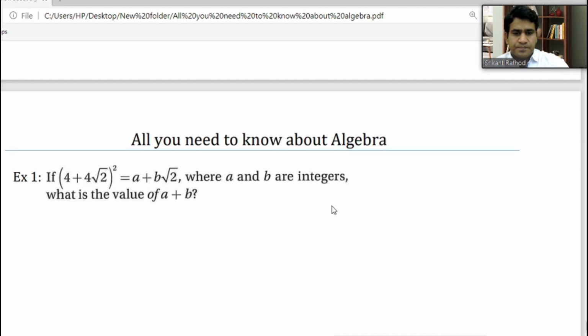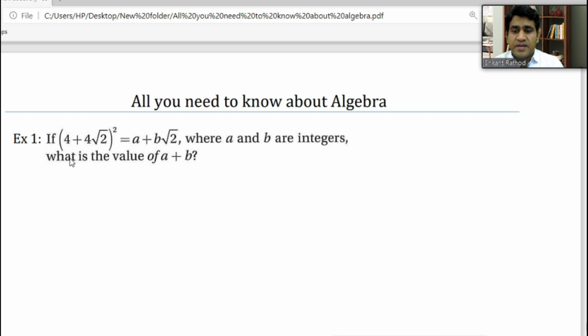All right, here they are saying (4 plus 4 root 2) whole square is equivalent to a plus b root 2, where a and b are integers. What is the value of a plus b? Now we have to solve for a and b here and then add them. When they say this expression is equal to this, when you simplify, the constant number and the constant number along with the root are basically a and b. So we have to find the values of a and b by simplifying this expression. So how do we simplify this?